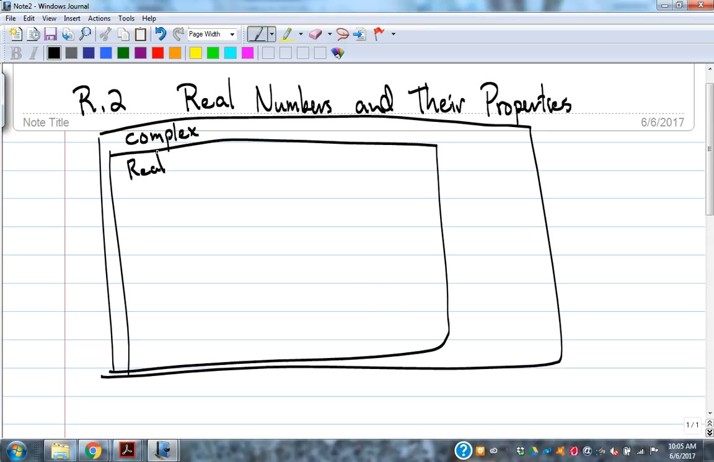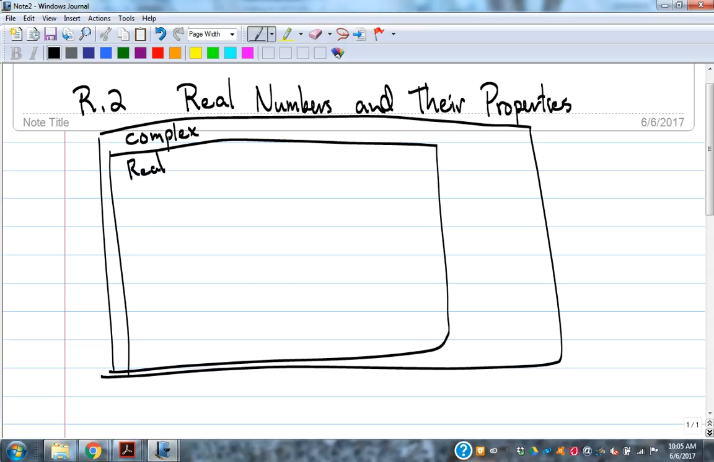That's the real number box. And that's where we're going to live for a little while in this class. First few weeks, we're going to be in the real number box. We'll get into the complex numbers next week. So this first week, everything's going to be real numbers.